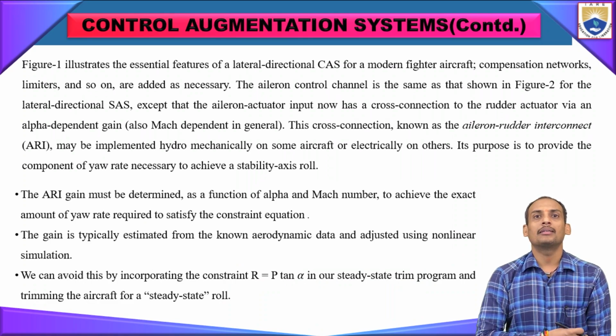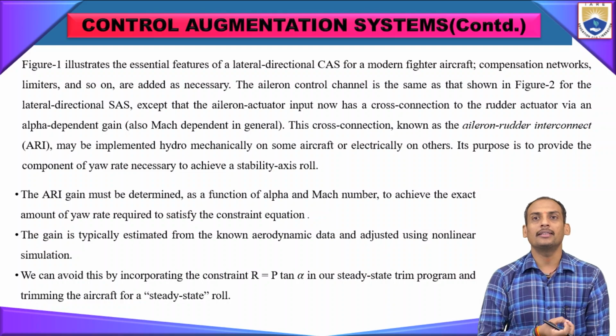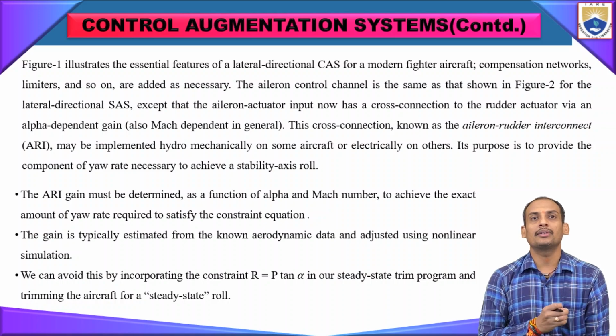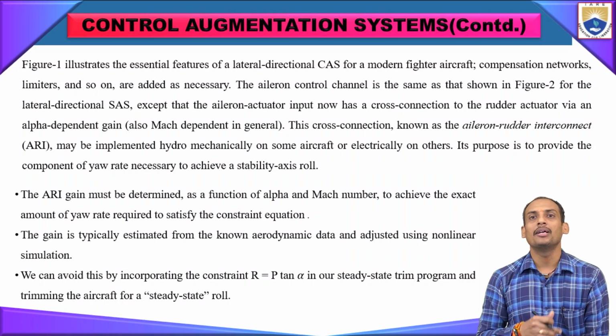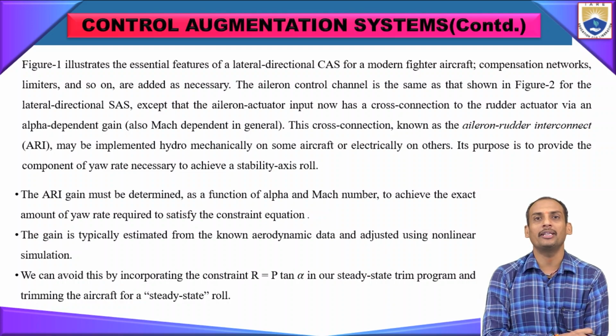The figure illustrates the essential features of a lateral directional CAS system for modern fighter aircraft. The compensation networks, the limiters, and so on are added, which are necessary for that system. The aileron control channel is the same as that shown in figure 2, which I just explained.